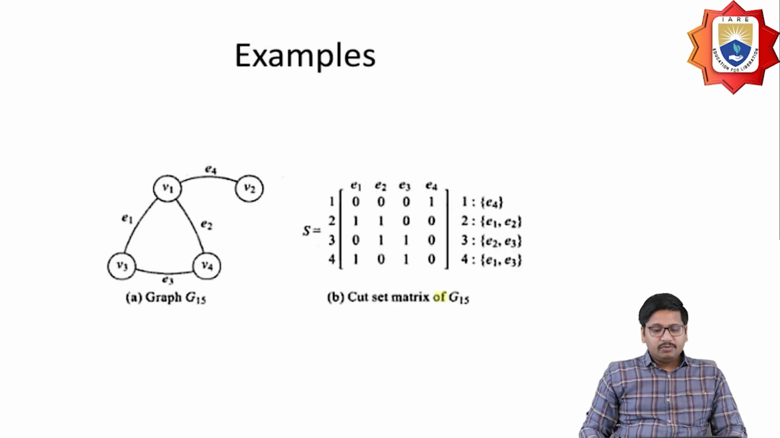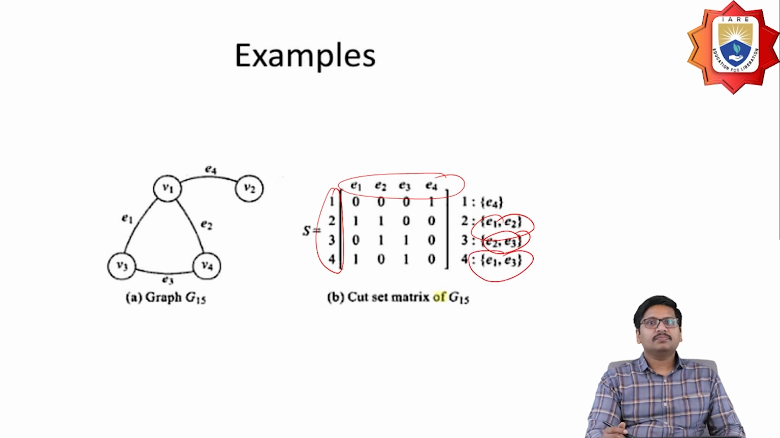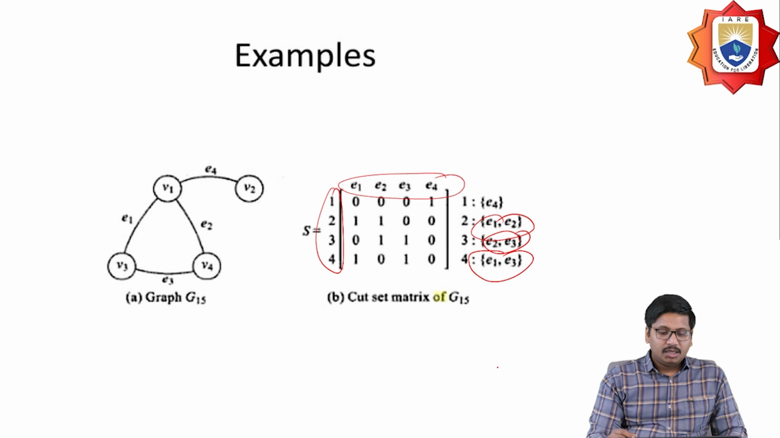So consider a graph, with the set of vertices along the y-axis and the set of edges along the x-axis. I have an edge from V1 to V3, so that should be E4. And for 2, what are the sets? E1 and E2. And for 3, what are the sets? E2, E3, and E4, that should be E1, E2, and then E3. So the cut is nothing but a vertex, and the edge set is nothing but an edge.